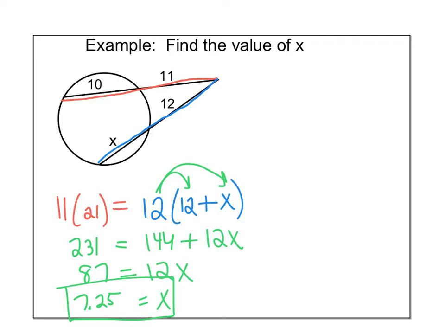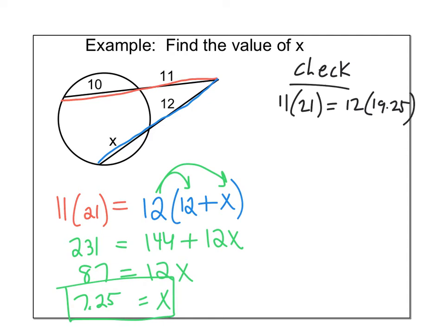If you just want to check it, you can always check these and make sure we didn't make any mistakes. Using the formula, outside times entire piece needs to equal outside times the entire piece. If x were 7.25, that entire piece would be 12 plus that, which would be 19.25. The 12 times 19.25 does equal the 231 that we had over here. So we feel like we got that right.